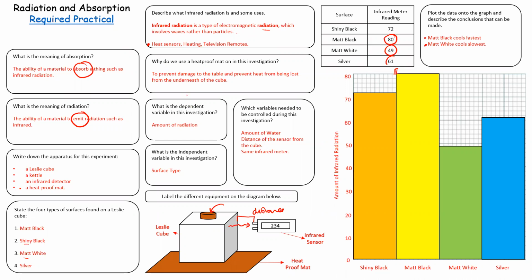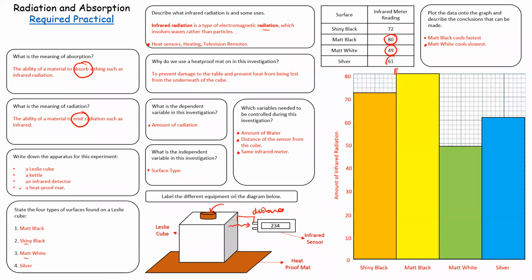Why do we use a heat-proof mat? Well, why do we think this? Because to prevent damage to the table, that is. What is a dependent variable? That's what we're measuring, so that's the amount of radiation. Independent, that's what you're changing, that's your surface. Things that need to be controlled: definitely the amount of water you put in has got to be the same each time. And what I said before, the distance from the sensor to the cube, and you've got to use the same heat gun or radiation sensor.